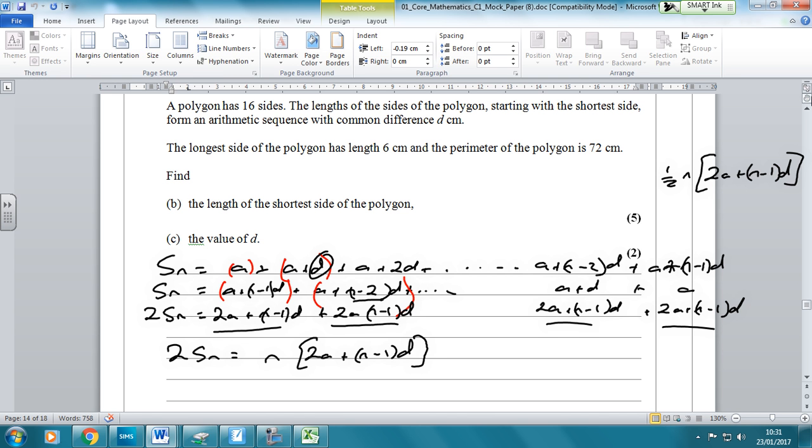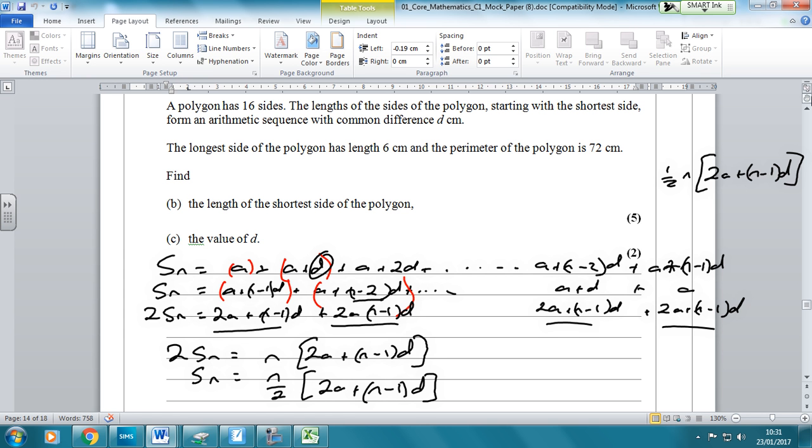But this is the sum for 2 lots of the sum of the series. So to find out what the sum of the series is, we simply divide by 2. So n over 2, 2a plus n minus 1 d. So that's how to work it out. However, you don't need to understand that, you just got to memorize how to do it.